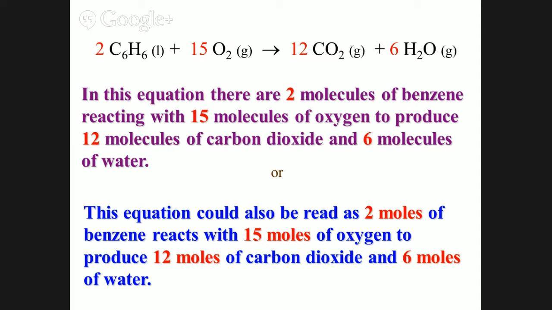Or you can think of it all as being in moles. In other words, it's 2 moles of the benzene reacting with 15 moles of oxygen to produce 12 moles of carbon dioxide and 6 moles of water. Those numbers that are in front, those coefficients, tell us basically how much of the things we need in our recipe. It's just that they're all done in moles as opposed to cups or ounces or how many eggs or something. 2 moles of this, 15 moles of that.